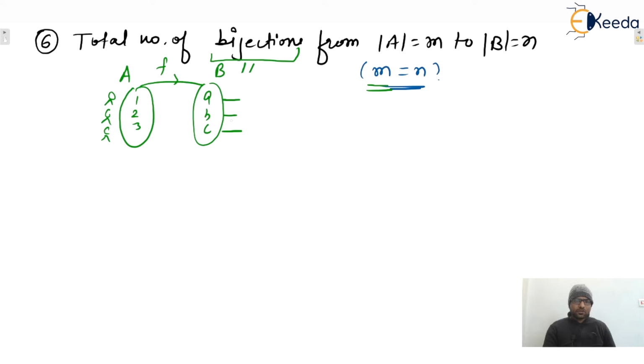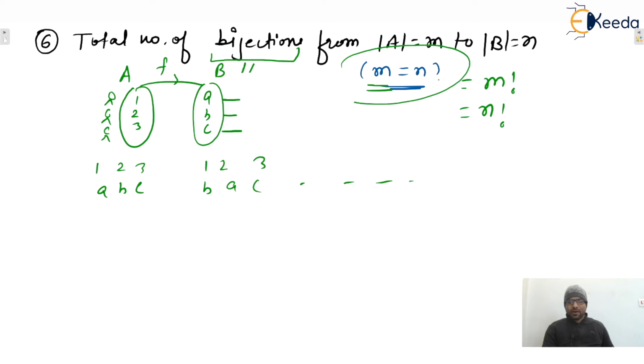Total number of permutations, that will be the one-one onto, that will be the bijection. Yes or no? So one combination will be 1, 2, 3 mapped with ABC. Next one, 1, 2, 3 is mapped with BAC and so on. So total 6 combinations will be there. So if the cardinality of A and B is M or N, where M is equal to N, the formula will be M factorial, or it is equal to N factorial. Why? Because M is equal to N. I hope this one is clear to everyone.